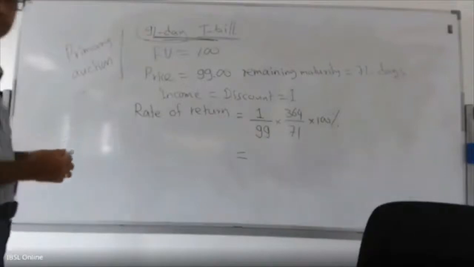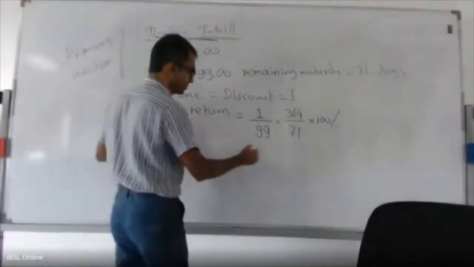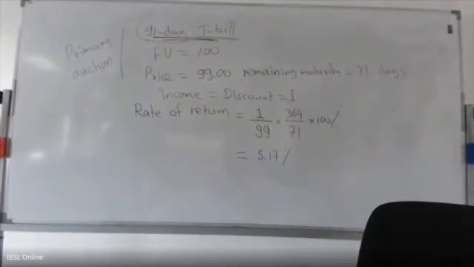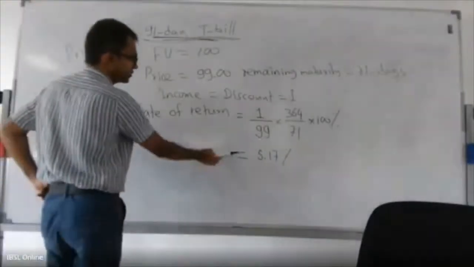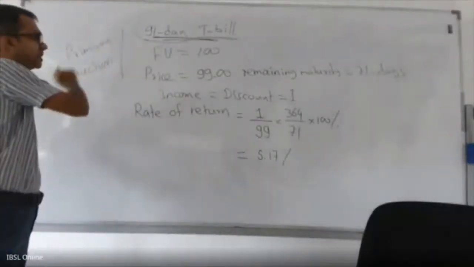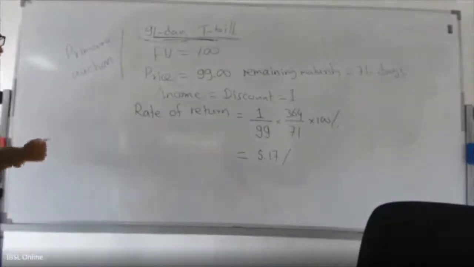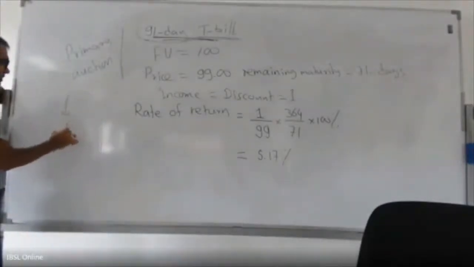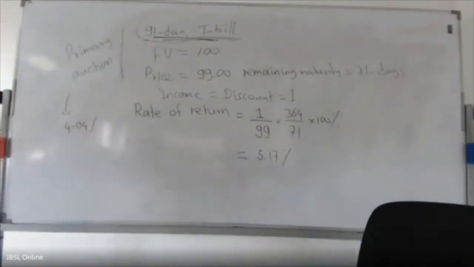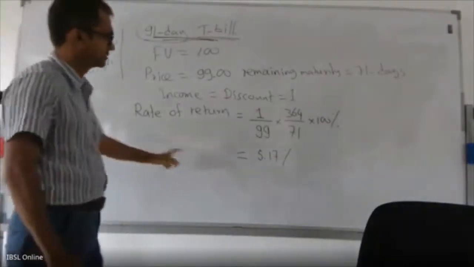What was the answer? 5.17. Correct. So this is the rate of return for the second investor, assuming he holds it until maturity. If the first person holds it until maturity, it was only 4.4%. Now you can see, even though it is the same 1 rupee income they earn, their rates of return are different.